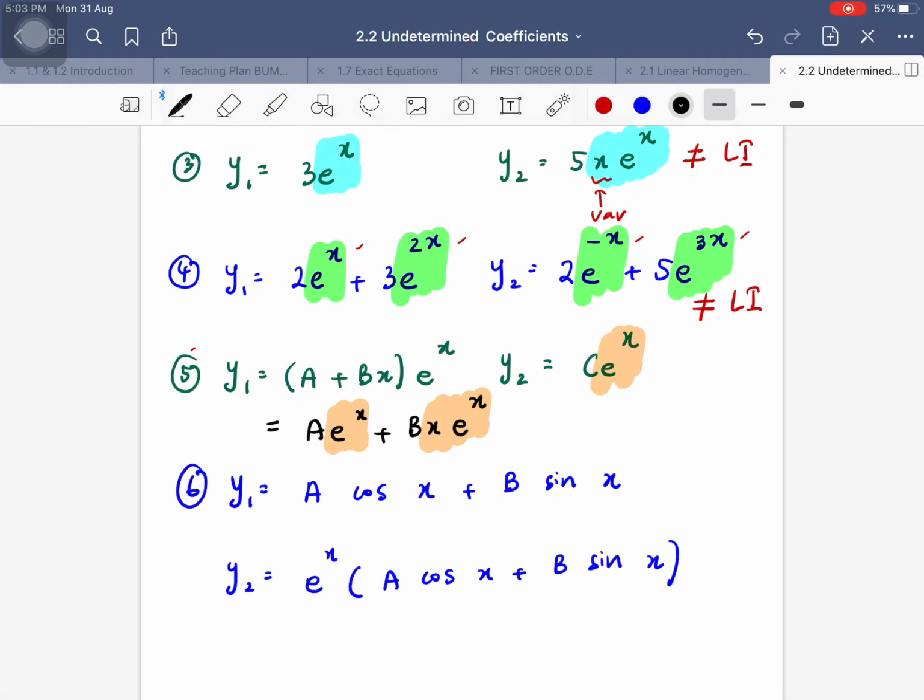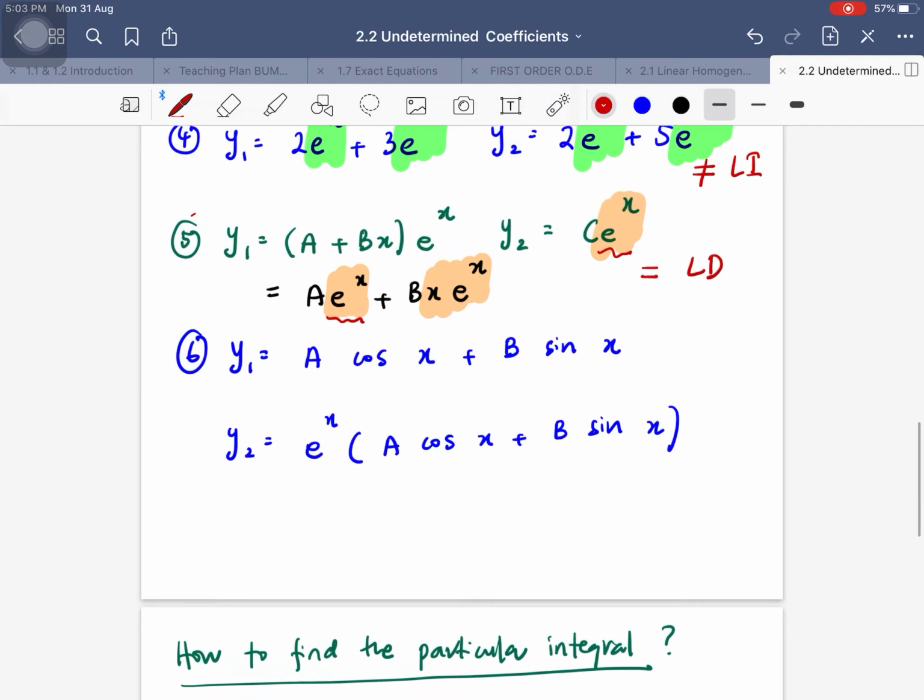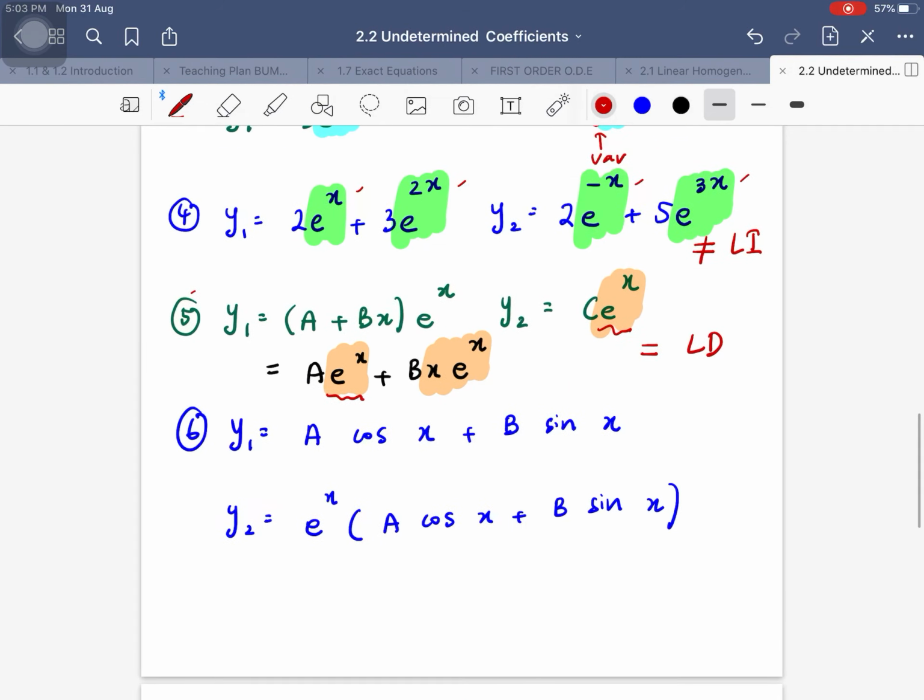And when I compare, I figure out this term and this term are exactly the same. So when they are the same, automatically, this is going to be considered as being LD. So none of the terms in y1 and y2 must be the same. When you have one term that is the same between both of them, automatically they are going to be linearly dependent.